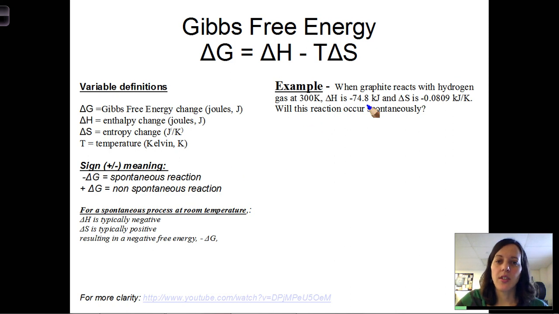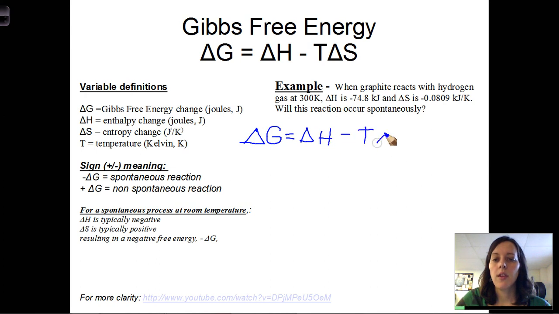So, for our example, when graphite reacts with hydrogen gas at 300 Kelvin, delta H is minus 74.8 kilojoules, and delta S is negative 0.0809 kilojoules per degree Kelvin. Actually, it's just Kelvin, excuse me. It wants to know if the reaction will occur spontaneously. So we have to do a little bit of math to see. So delta G equals delta H minus the temperature times delta S.